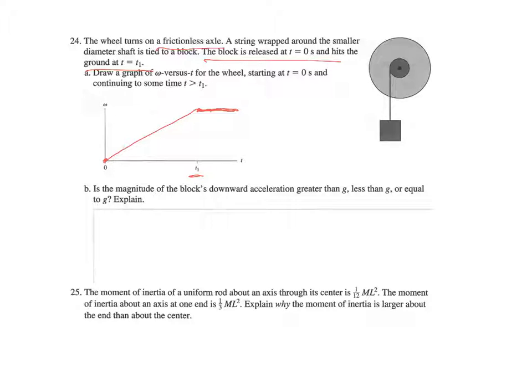Is the magnitude of the block's downward acceleration greater than, less than, or equal to g? Is it in a free fall? No, so it can't be greater. Nothing's being applied on it. This wheel is inhibiting it from being in a free fall. It's got a string. Free fall would just be if you dropped it without anything, so it has to be less than g.